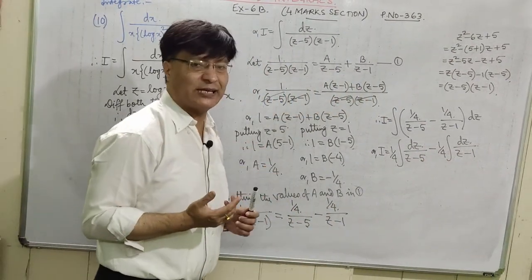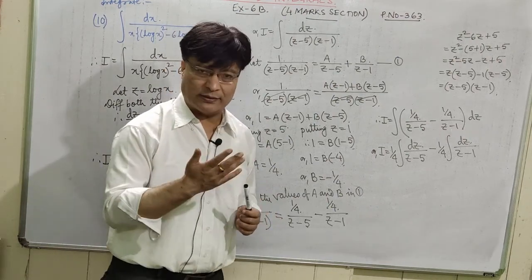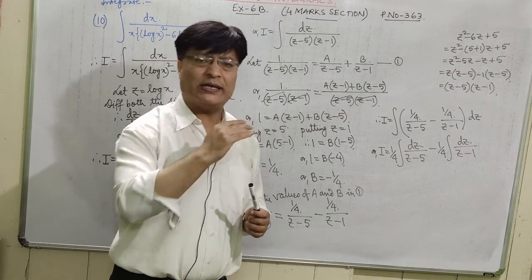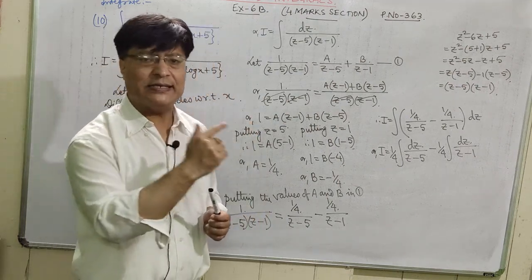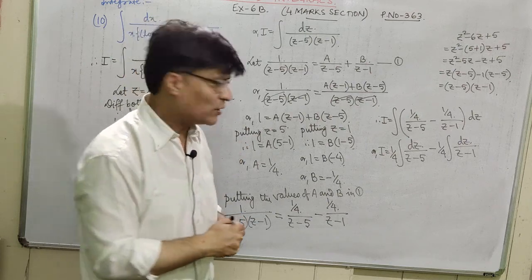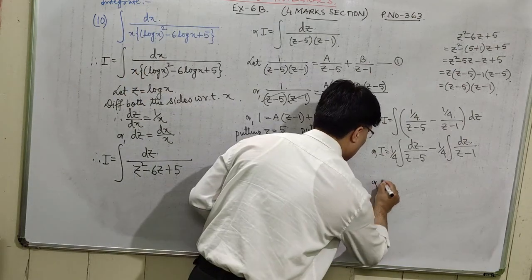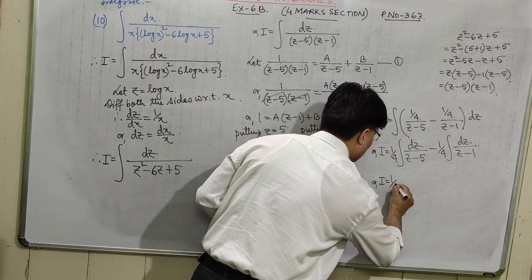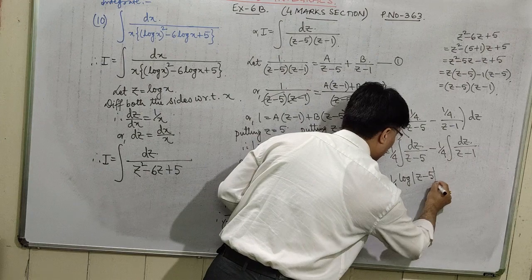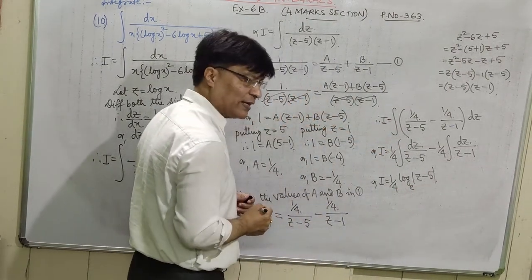So now this is not the standard form because the power of z here is 1. So you can take this z minus 5 or z minus 1 as z, and then you can easily integrate it as integral sign dz upon z. So what is integration of dz by z? It is log z. Okay. So here I is equal to 1/4 log within mod z minus 5, the base is e, right?